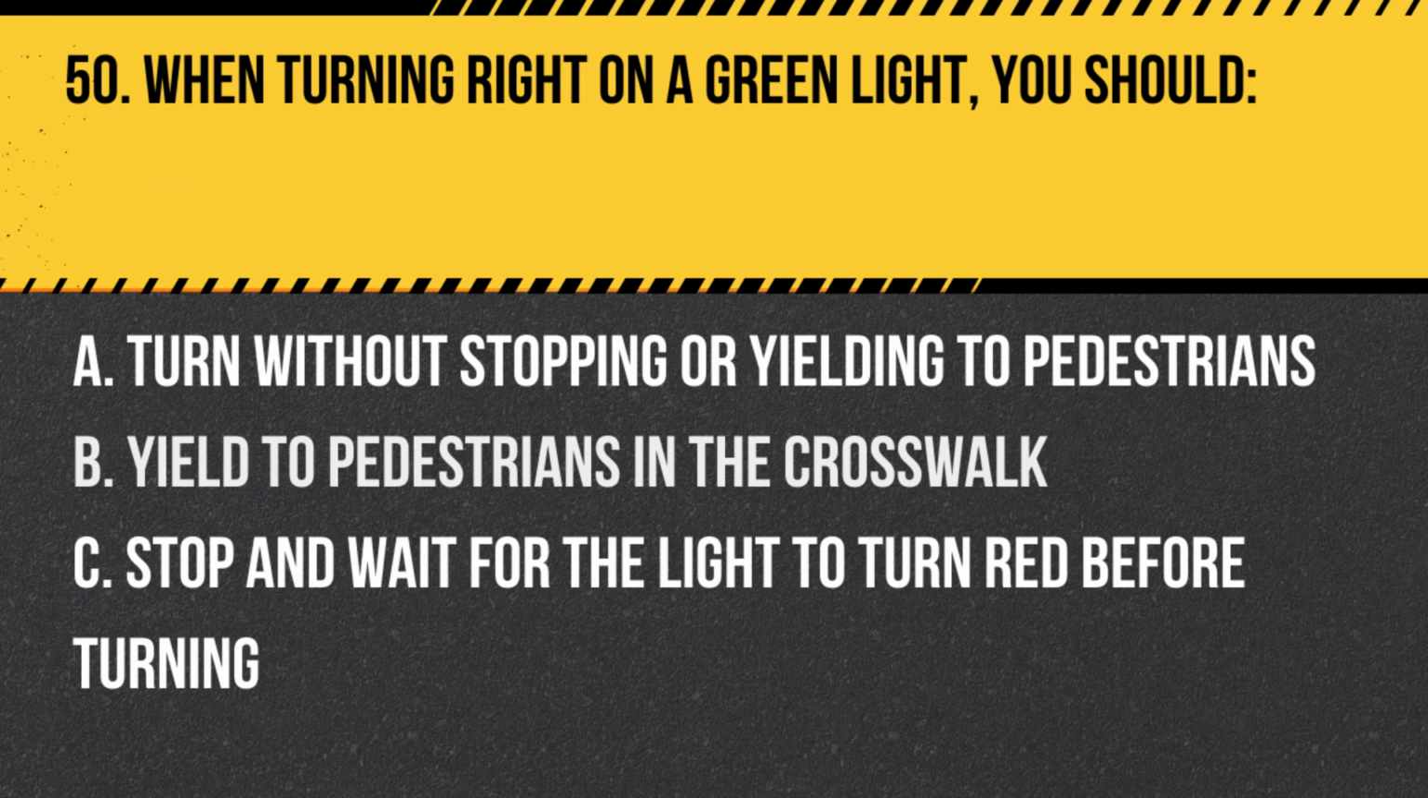Question 50. When turning right on a green light, you should A. Turn without stopping or yielding to pedestrians. B. Yield to pedestrians in the crosswalk. C. Stop and wait for the light to turn red before turning. Answer. B. Yield to pedestrians in the crosswalk. When turning right on a green light, you should yield to pedestrians in the crosswalk before proceeding with your turn.